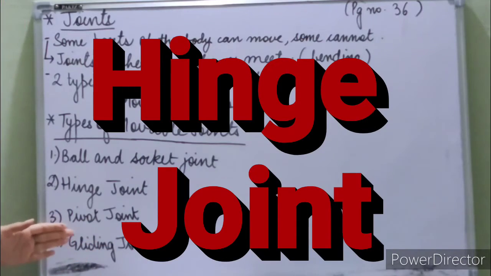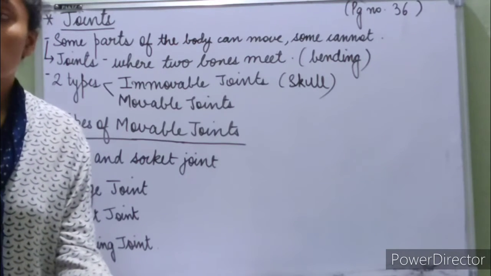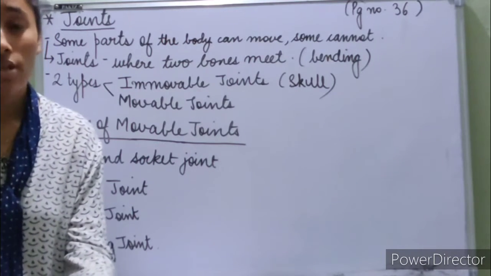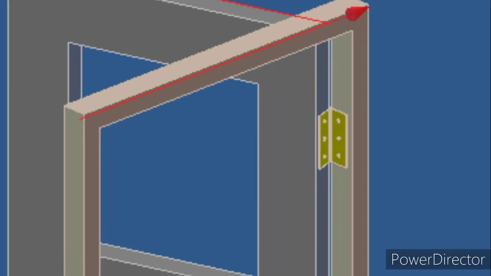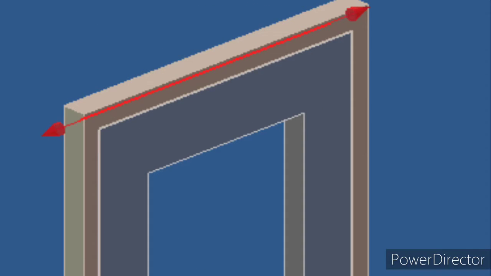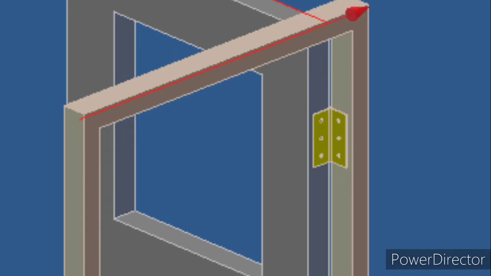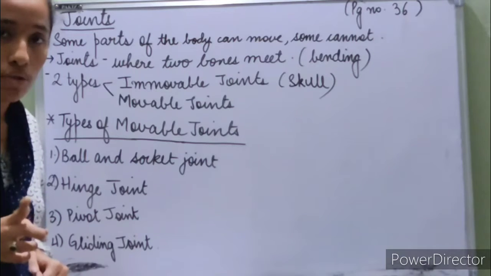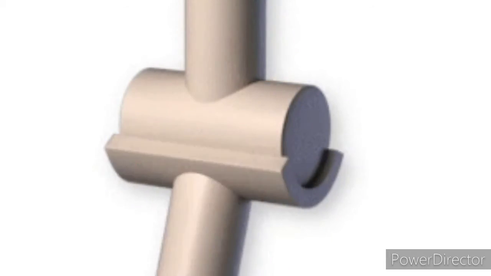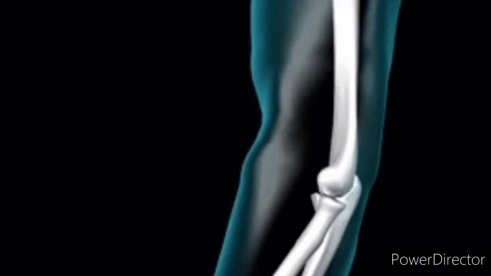Now the hinge joint. Hinges, does anybody know what hinges are? The hinge joint takes its name from hinges. Hinges are the clips that are attached to a door. The door is attached to the wall with hinges so that the door does not fall off and we are easily able to open it. The hinges allow movement in only one direction, that is open and close movement. Like we open a door and we close a door. That is the same movement that is possible with hinge joints.